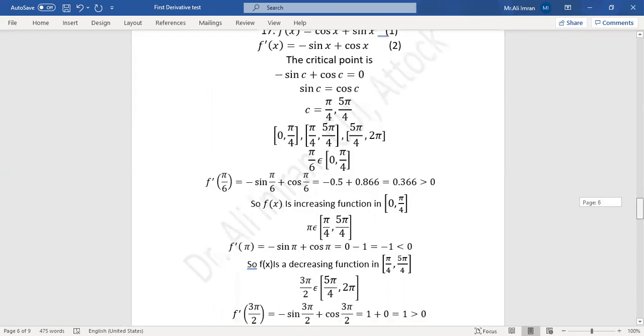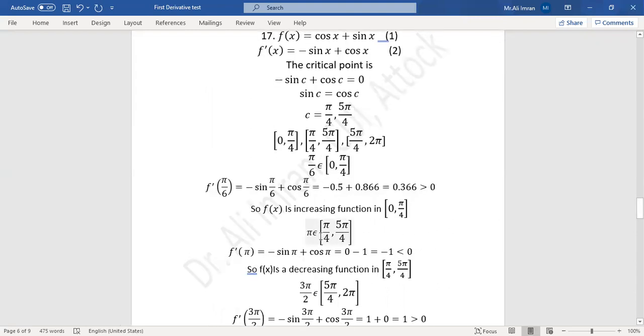Now we'll check the behavior of the function in the second interval by taking a test value from it. Pi belongs to the interval pi by 4 to 5 pi by 4. We put this in equation number 2. F prime of pi is equal to minus sine pi plus cos pi. Sine pi is 0 and cos pi is minus 1, so the value is minus 1, and minus 1 is less than 0. It means the function is decreasing in the second interval.